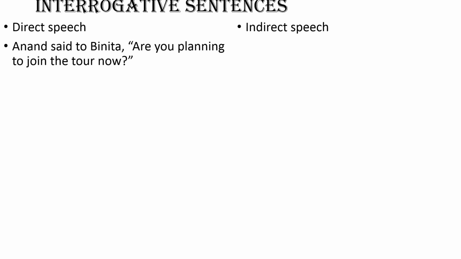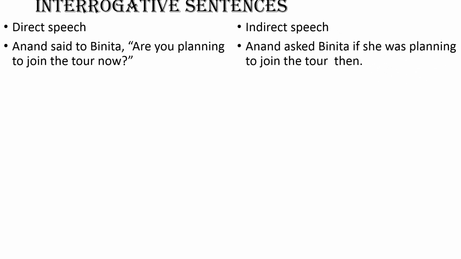Now, we will see the full exercise of interrogative sentences from direct to indirect speech. Anand said to Binita, are you planning to join the tour now? Anand asked Binita if. Now, after if, we have to straight away use the pronoun. For you, it is Binita, so we put she. If she was planning to join the tour then. So, straight away after if, you have to use the pronoun and then put the verb. So, automatically interrogative becomes assertive.